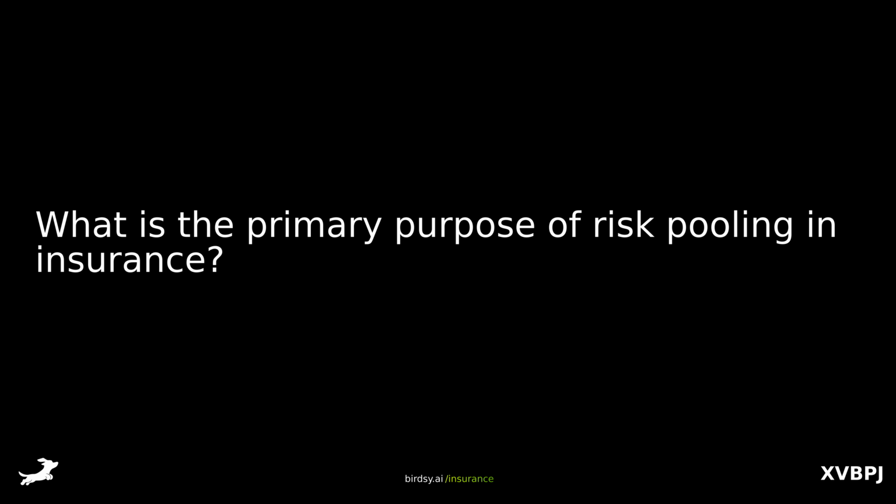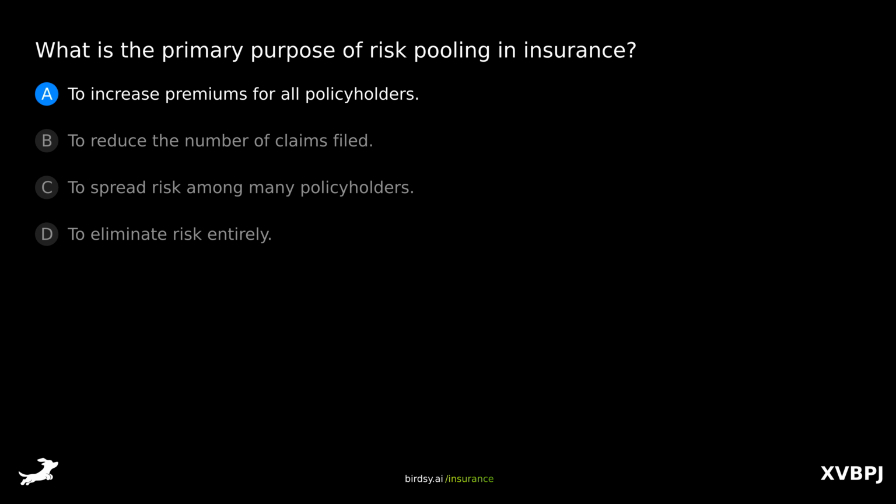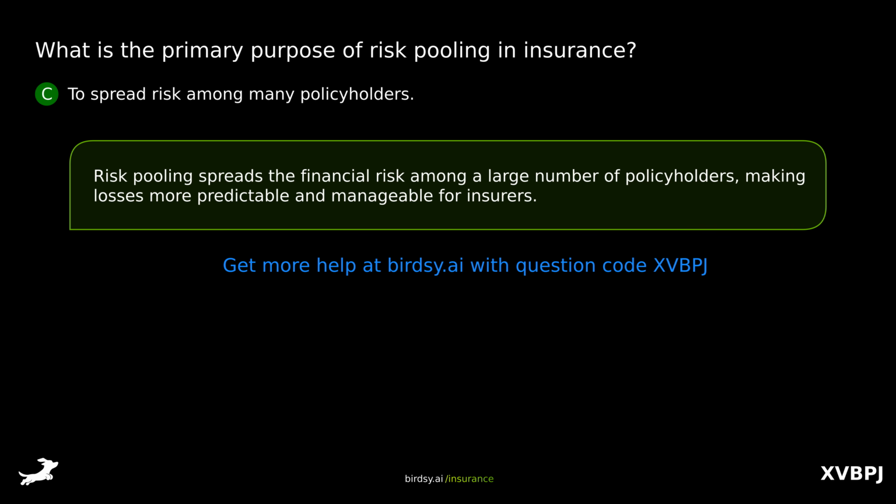What is the primary purpose of risk pooling in insurance? Is it A, to increase premiums for all policyholders? B, to reduce the number of claims filed? C, to spread risk among many policyholders? Or D, to eliminate risk entirely? The answer is C, to spread risk among many policyholders. Risk pooling spreads the financial risk among a large number of policyholders, making losses more predictable and manageable for insurers.